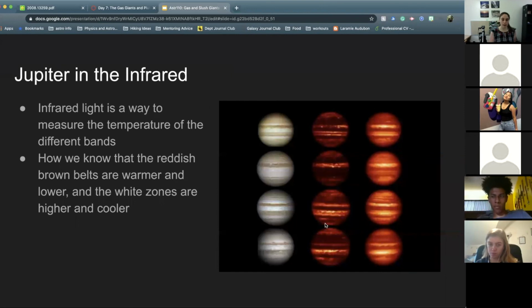I also said that the way we know the heights of these zones and the temperatures is by looking in the infrared. So anything that has a temperature glows in the infrared. Next section, we will talk more about the different kinds of light, but we all glow in the infrared because we have temperature. Anything that is warm will glow in the infrared. So we can use the infrared brightness to determine the temperature of the bands and the belts, and we can figure out that the brown belts are warmer and the white zones are colder, which also gives us an indication that they are probably higher out in the atmosphere, further from that internal heat source.